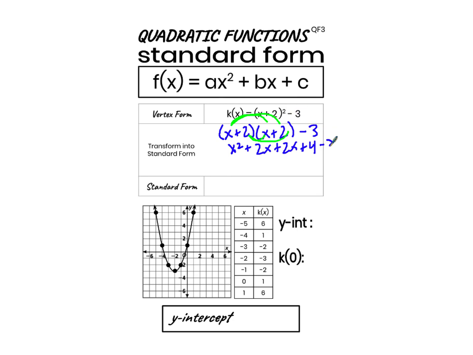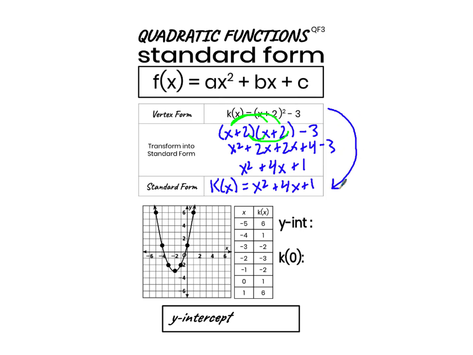And then we need to subtract 3. Combining like terms, we end up with x squared plus 2x plus 2x, which is 4x, plus 4 minus 3, which is 1. I've done that multiplication and then subtraction of the right-hand side. That tells me the standard form of k of x is x squared plus 4x plus 1.